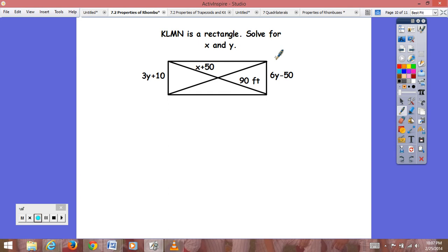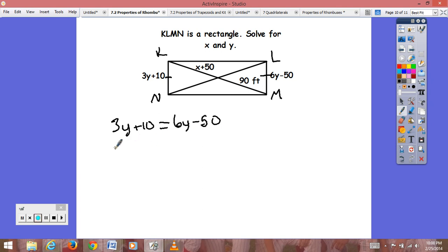And the third one, KLMN is a rectangle, and we want to solve for our x and y. So we start with y. This is a rectangle. We know it's a parallelogram. A parallelogram has two sets of opposite congruent sides. So this side length is congruent to this side length, so we can set those equal to each other: 3y plus 10 equals 6y minus 50.